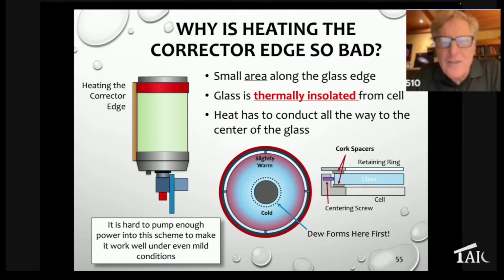Second, the glass is thermally isolated from the cell. There are centering screws that are nylon tipped, and there are cork spacers between the retaining ring and the glass. And all of those have very low coefficients of thermal conduction. So you're mostly heating the glass through radiative heating in the cell, and it's hard to pump enough power into this scheme to make it work well, even under mild conditions. And I've heard this repeatedly from people who do this. You end up with dew and frost around the center of the thing, and you've got your heater controller turned all the way up to max to even do that. So this is just a terrible way to do it.